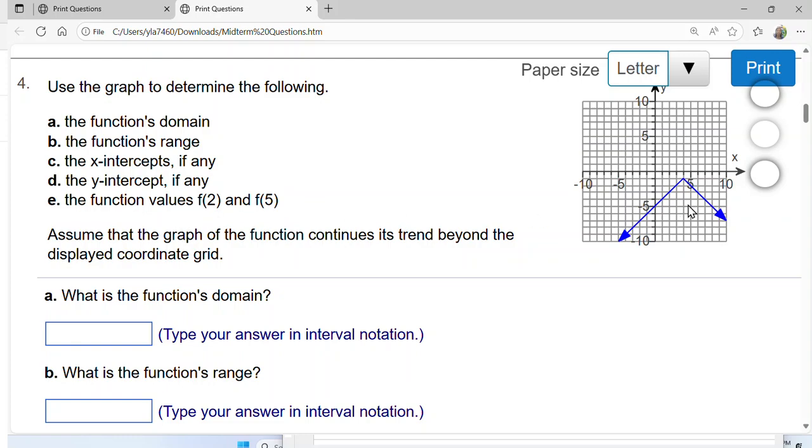And f of 5 means x equals 5. How much is the y value? So x equals 5. That's 1, 2, 3, 4, 5 right here. 5 is actually right here, and then this should be about -2. So the y value here is about -2. So this one is just reading the graph.